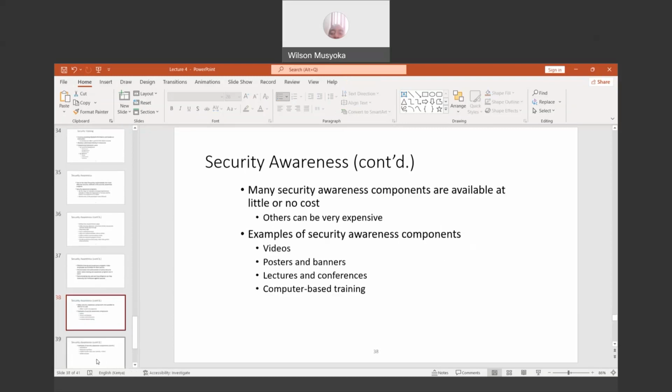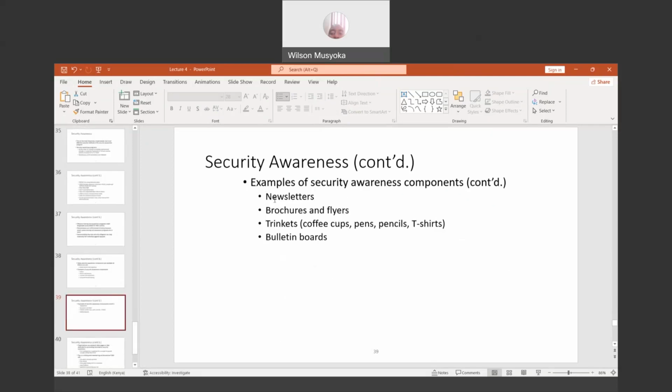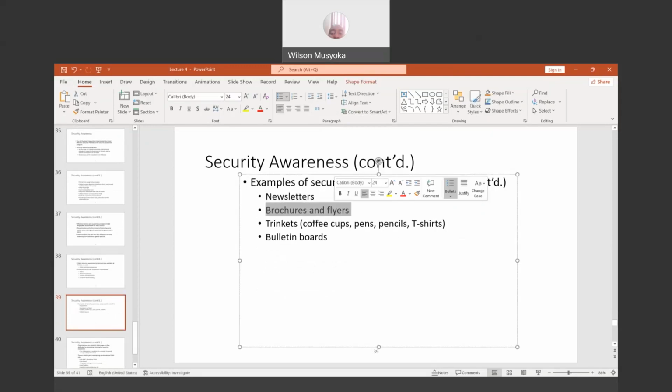And then in terms of security awareness, again, many security awareness programs are available at little or no cost, although others can be expensive. When we are talking about those components, it's like videos, posters and banners, lectures and conferences, and computer-based training. Some of them, like you could go on YouTube and you find a lot of information there. That is where we are saying they could be low cost. And then examples of awareness components could include things like newsletters, brochures, trinkets, that is coffee cups, pens, which have been labeled, and bulletin boards.